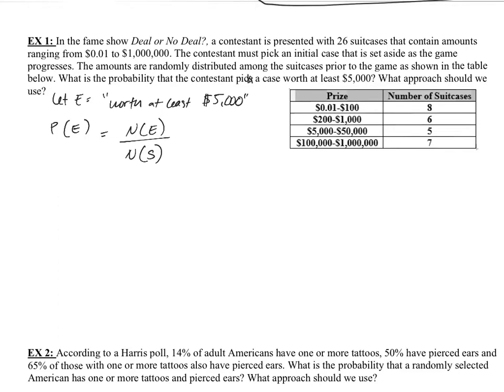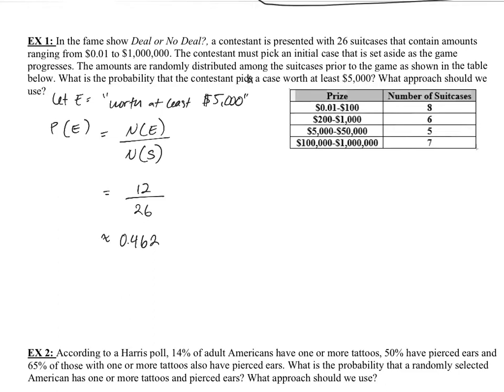Well, the suitcases that have an amount of money in them that's 5,000 or greater would be 5 suitcases plus 7 suitcases. So that's going to be 12 suitcases total, divided by the total number of suitcases. So adding these all up, we get 26. And that comes out to approximately 0.461. I rounded it to 0.462.